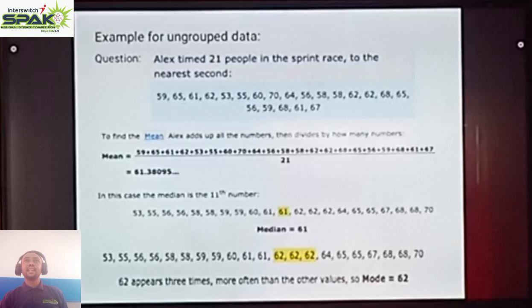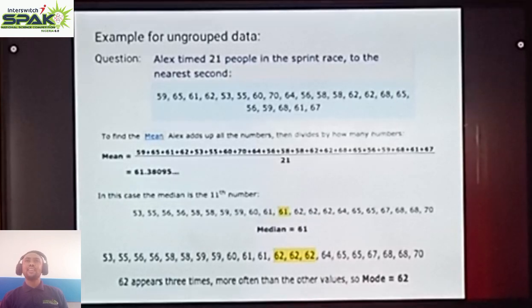As you can see on the screen, you can verify if it is correct or wrong. And to find the median, don't forget I told you the first step is to arrange the numbers in order of magnitude. So when we arrange these numbers in ascending order, the least number is 53, followed by 55, followed by 56, 56 again. Then you continue to arrange until we have 70, which is the highest number.